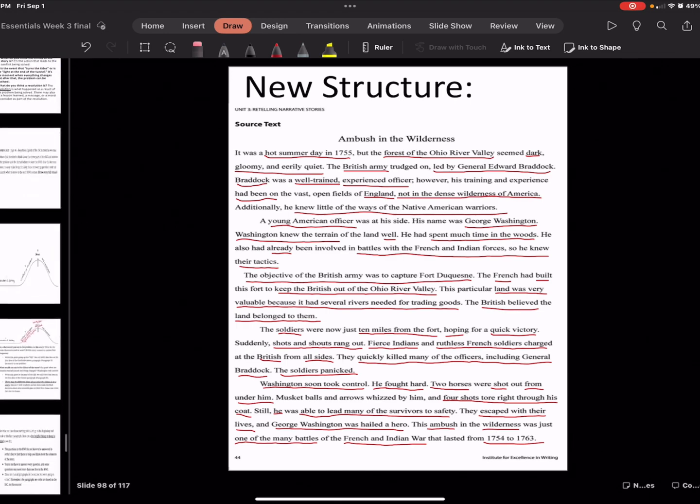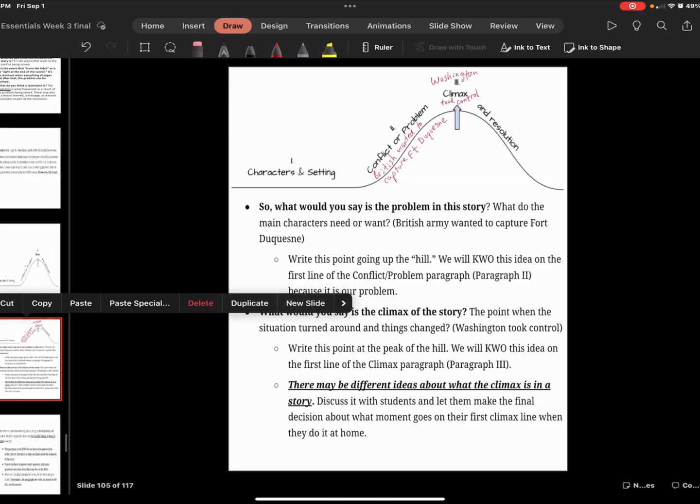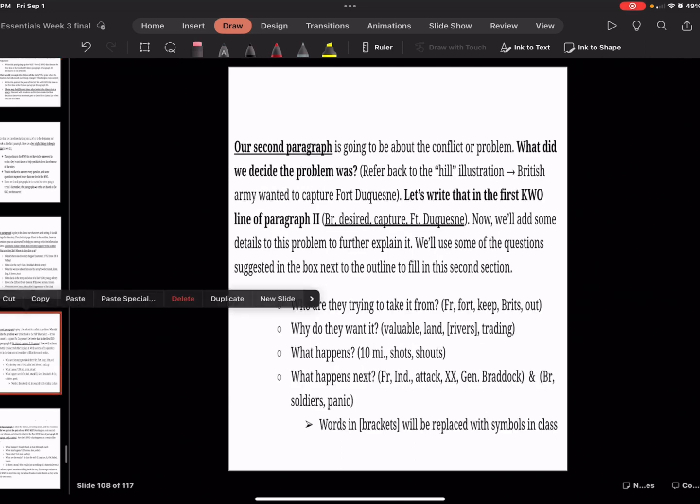So who are they trying to take it from? They're trying to take it from the French. And the fort was built to keep the Brits out. We can see that right here. French fort, keep Brits out. So who are they trying to take it from? The French. Why do they want it? It's valuable land. Why? Because there are rivers and they can use it for trading.